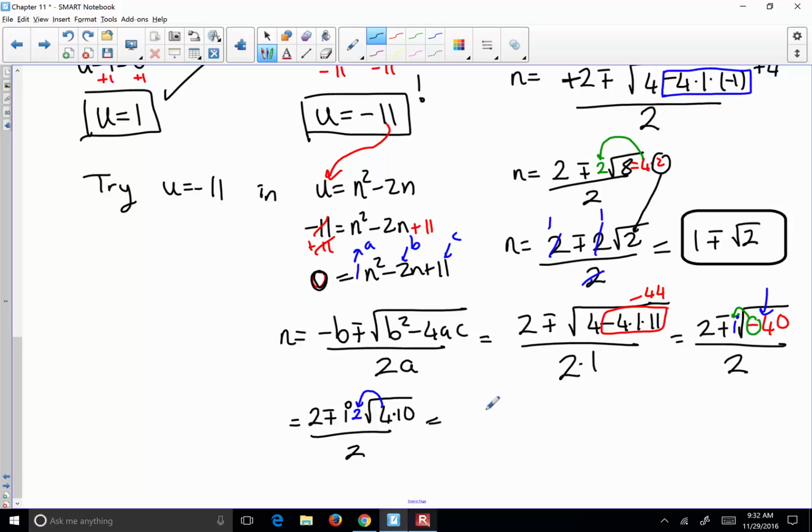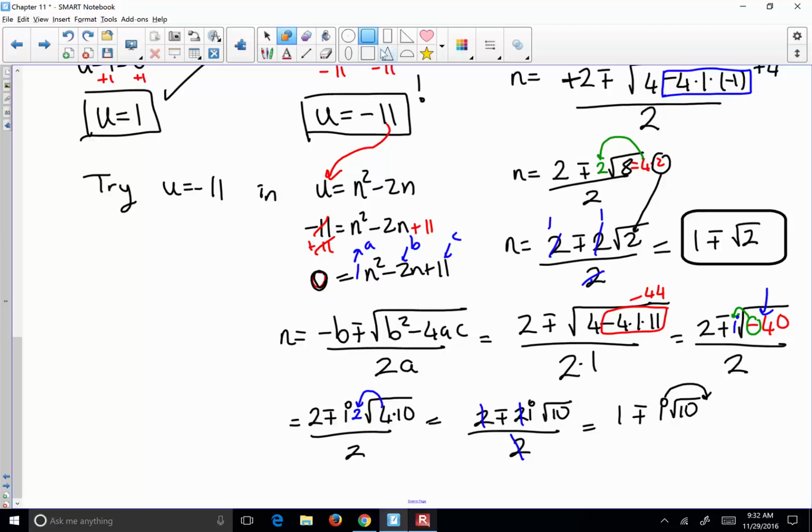And same deal here. The 2s are canceling again. Look, these 2 and these 2 are canceling. 2 divides 2, 2 also divides that 2. This time the answer is 1 plus or minus i root 10. But I like putting i at the end. So put it as 1 plus or minus root 10 i.